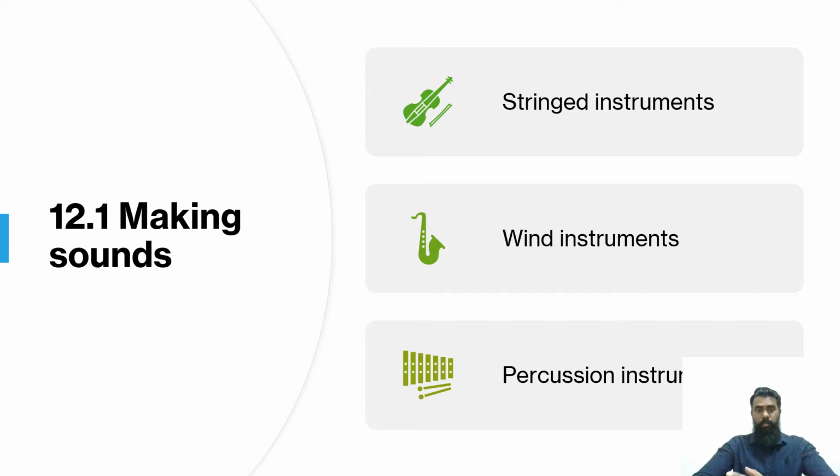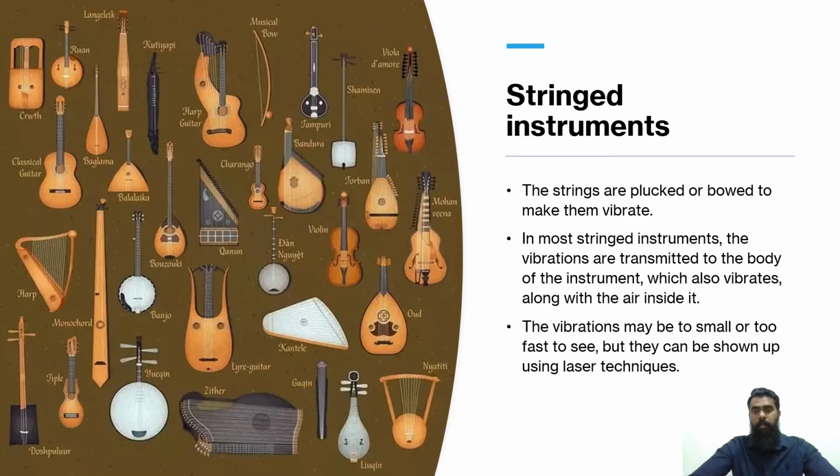When we talk about sounds, let's discuss how sounds are produced. When I'm talking, I'm producing some sound. To understand this concept better, let's talk about three different types of instruments. We'll be looking at stringed instruments, wind instruments, and percussion instruments. Let's look at some of the stringed instruments. As the name says, these are instruments which have strings which are made to vibrate.